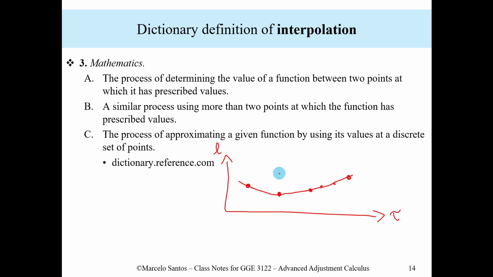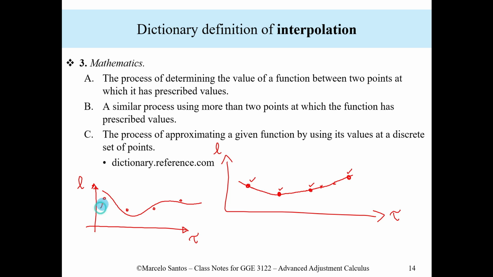The process of approximating a given function by using its values at a discrete set of points. Values at a discrete set of points. They have to cross here. It is very important because with approximation, if you have the sample points, the function may, but will basically not, touch the sample points.